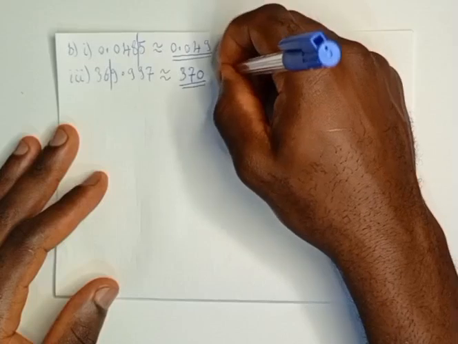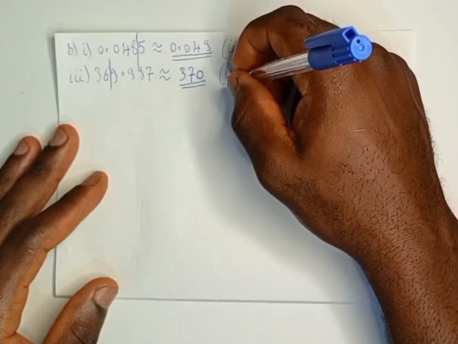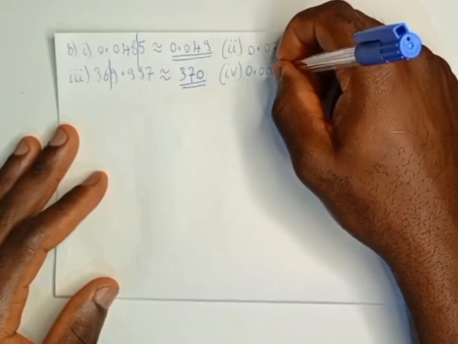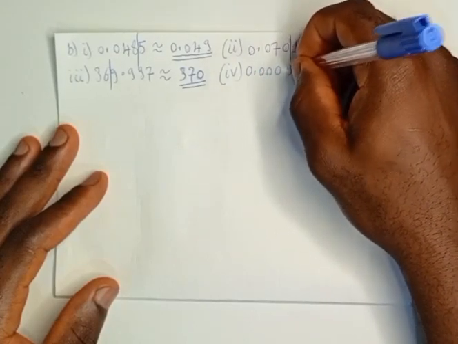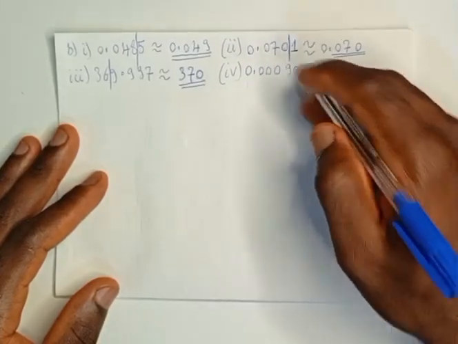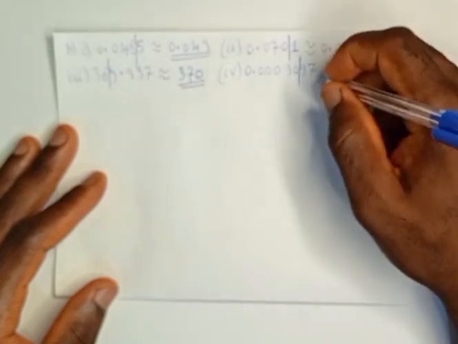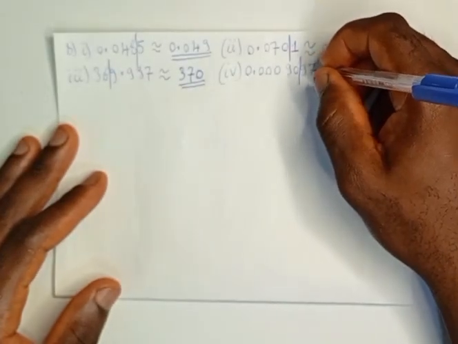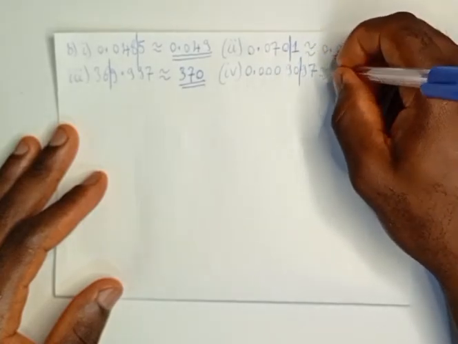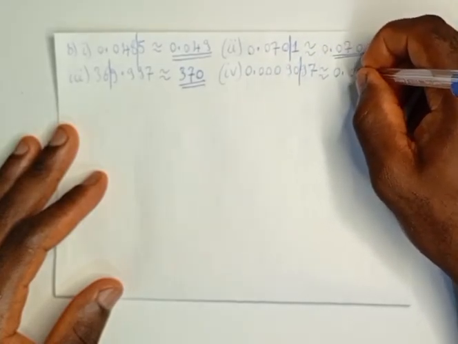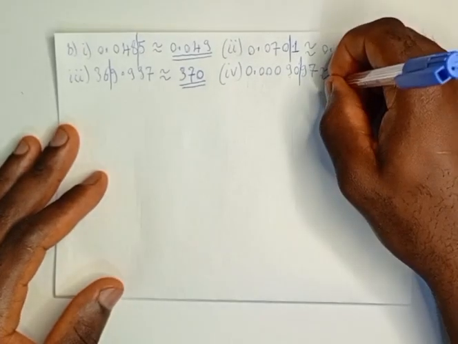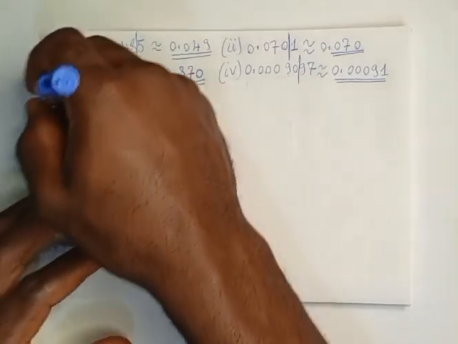We go to 4i. We have the number 0.000997 to two significant figures. This is the first, second. We round off between 0 and 9. 9 is greater than or equal to 5. It is rounded up to 1. We add the 1 to this 0. This will be approximately 0.0010. You underline the answer. We move now to question C.